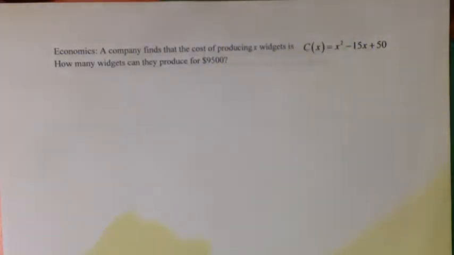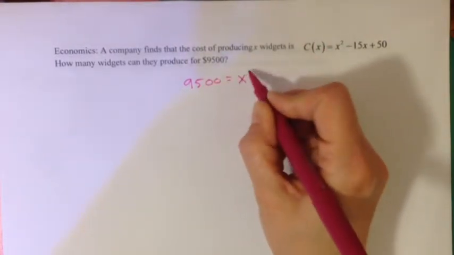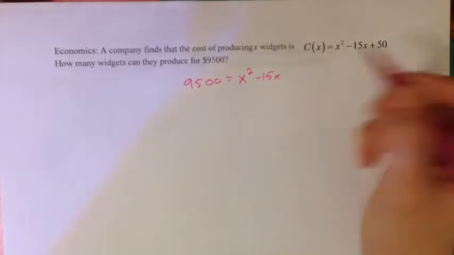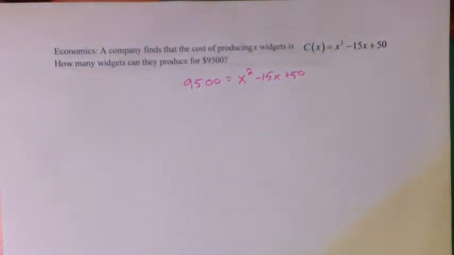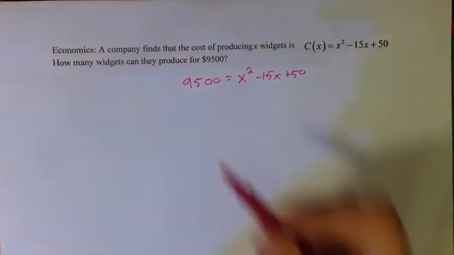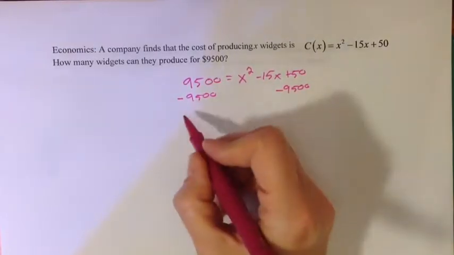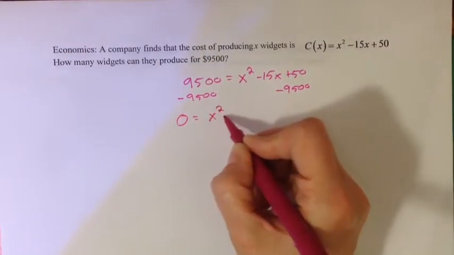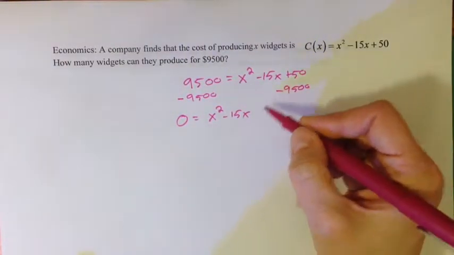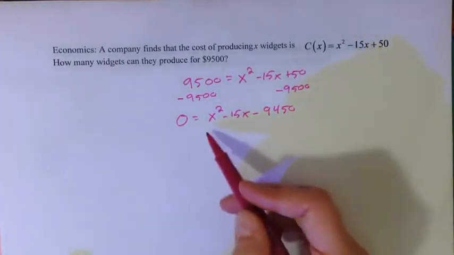So I think what I want to do is take that cost and plug it into the equation where the output would be, and then set it equal to x squared minus 15x plus 50. Now I've got an equation that I can solve for the number of widgets that they have to produce. The first thing that I need to do is get all the stuff on one side and a 0 on the other side. So I'm going to start by subtracting 9,500 from both sides. That gives me 0 equals x squared minus 15x minus 9,450. Now what I want to do is factor this.